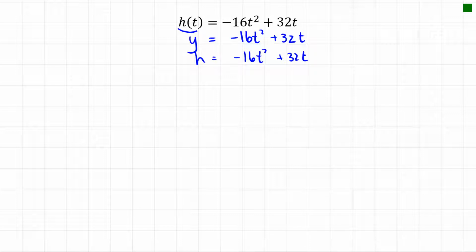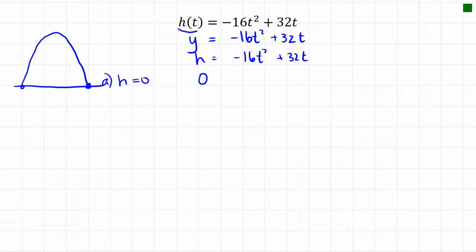Now, the first question is to find the zeros of the function, which tells us when the rocket will hit the ground. So if the rocket's going to go up and come back down again, the height is going to be 0 when it reaches the ground. So we know for part A, the height equals 0. So I'm going to make height equal 0, and now I've got a quadratic equation that I'm going to solve. My technique for solving it is to factor.